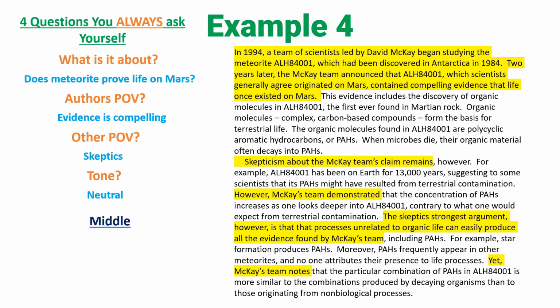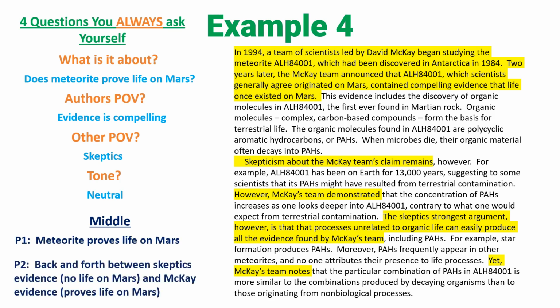So what are we going to find in the middle? What is the main point of each of these 2 paragraphs? Well, paragraph 1 is all about the meteorite proving that life does exist on Mars. Paragraph 2 is really a back and forth between the skeptic's evidence and McKay's evidence. All right, with that, we're going to be able to get all the questions right.